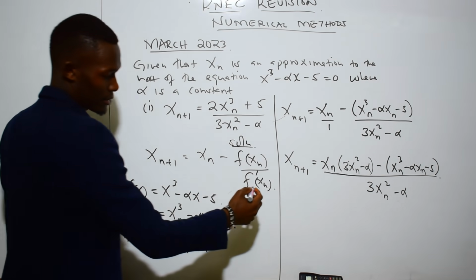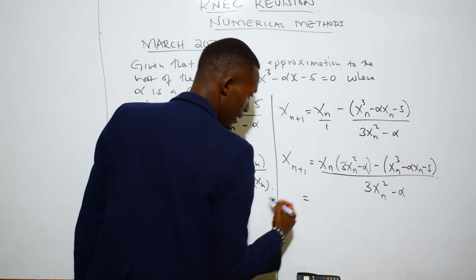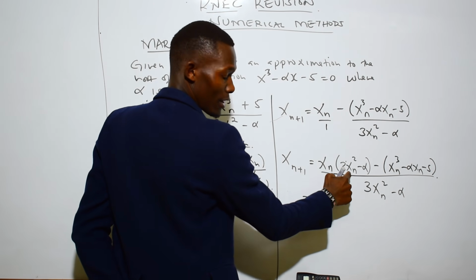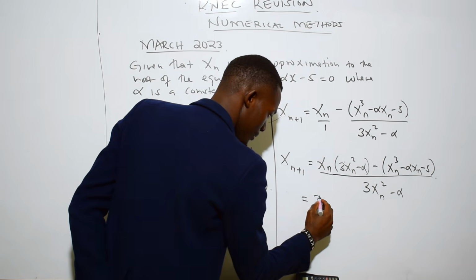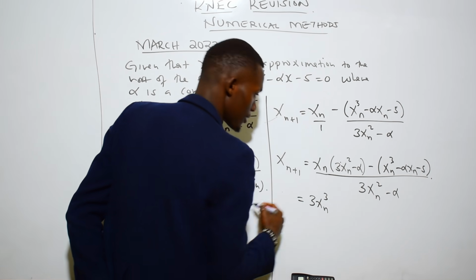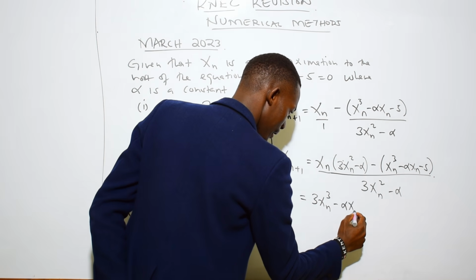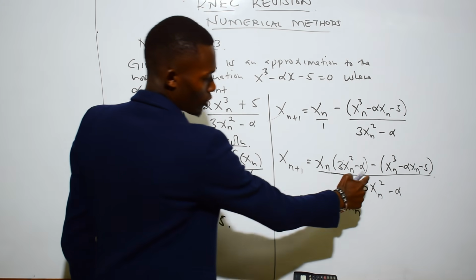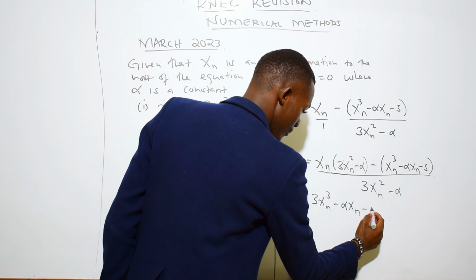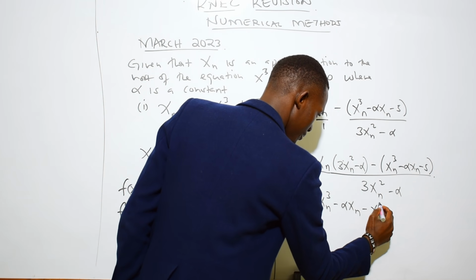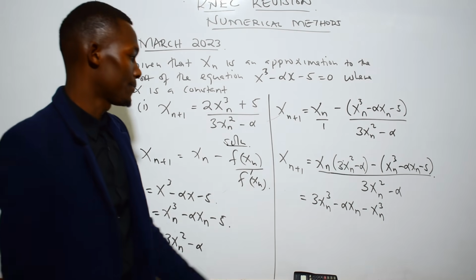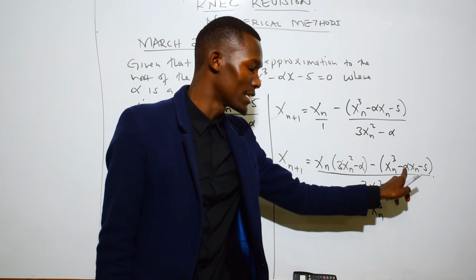Now expand this expression. This one is given by xn, and we have xn squared, so it becomes 3 xn cubed. Then this and this becomes minus alpha xn. Then open this bracket here, so we have minus xn cubed. Then we have a negative and a negative, so we have what?